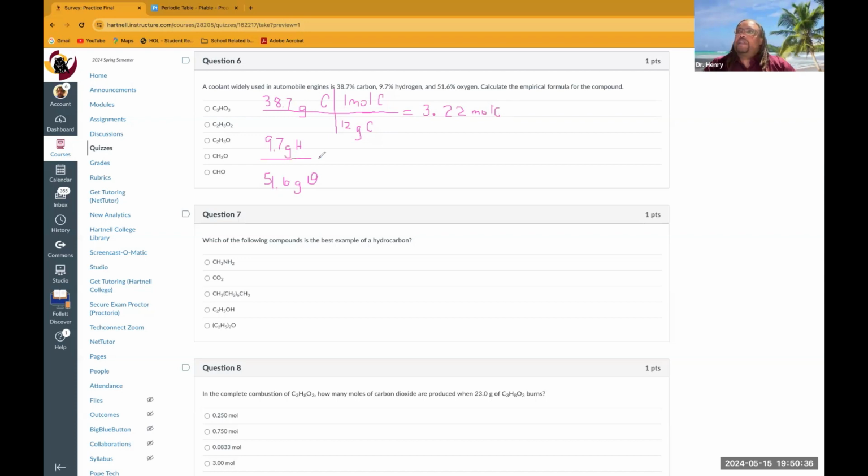Okay, and then hydrogen. What is the molar mass of hydrogen, or the atomic mass of hydrogen? It's 1. So 1 gram of H. 9.7 moles.